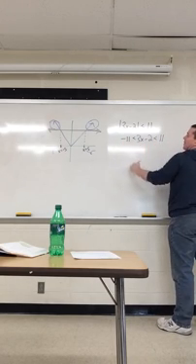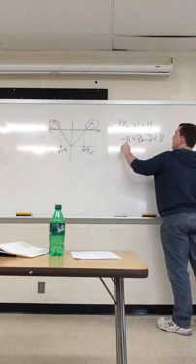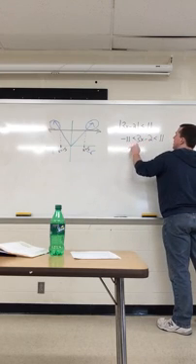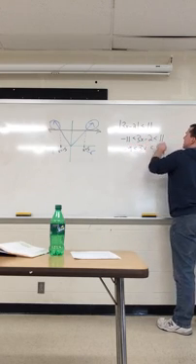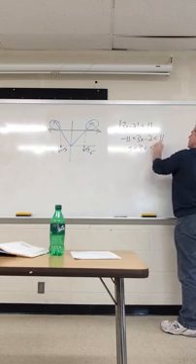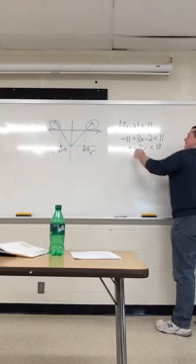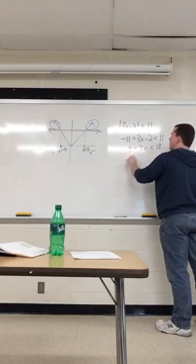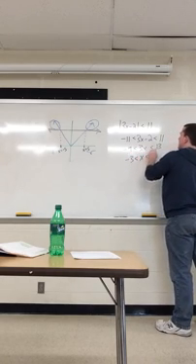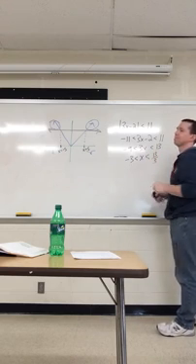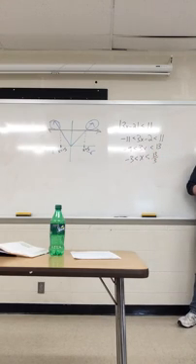Add 2 to all three of them. Negative 11 plus 2 is negative 9, is less than 3x, is less than 11 plus 2, which is 13. And then divide by 3. Negative 9 divided by 3 is negative 3, is less than x, is less than 13 over 3. And we're done. Here's my solution.